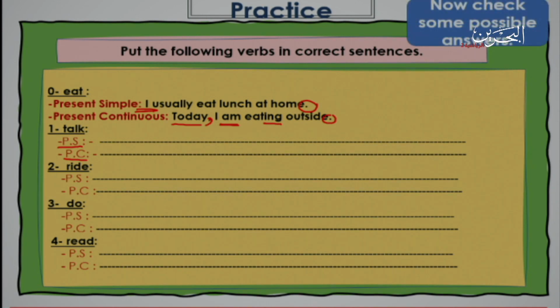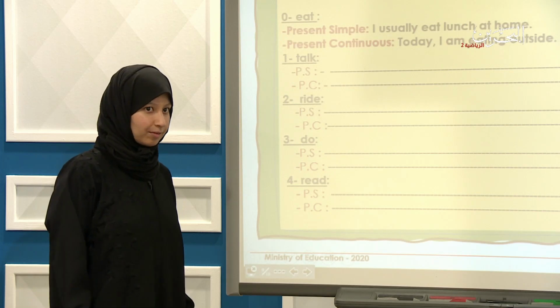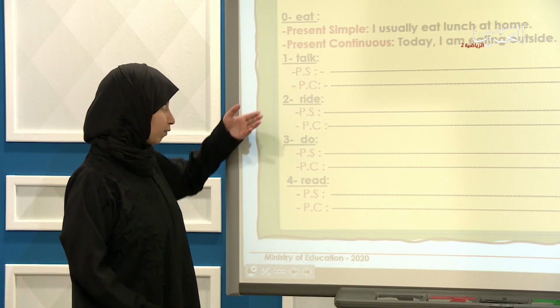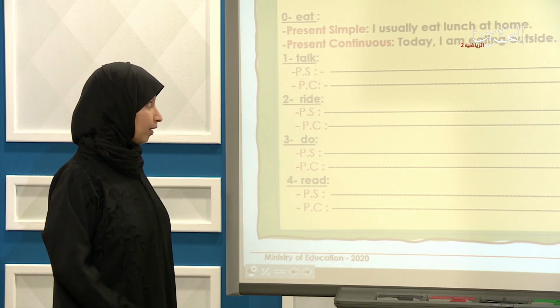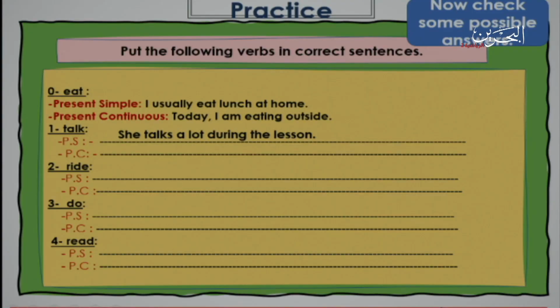Now, let's check some of the possible answers. We have got the base form of the verb talk. The present simple: she talks a lot during the lesson. We have got the pronoun she, and we add an S to the verb talk, a lot during the lesson, and we put a full stop at the end of the sentence.